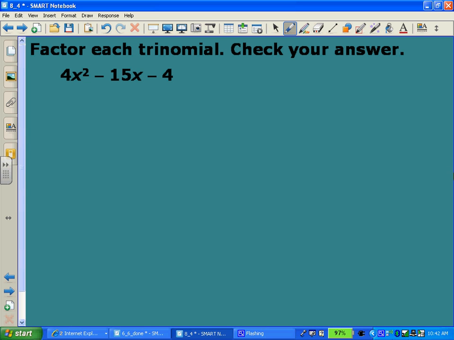Alright, I hope you're kind of catching on to how this method works here. 4 times negative 4, a times c, that's negative 16. So I need factors of negative 16 that add up to negative 15. So negative 4, 4. Nope. Negative 8, 2. Nope. How about negative 16, positive 1? That should get me negative 15.